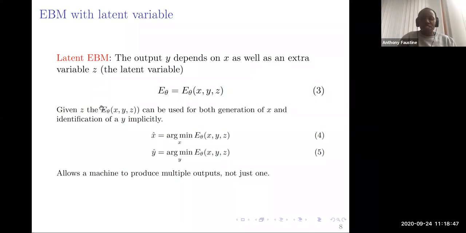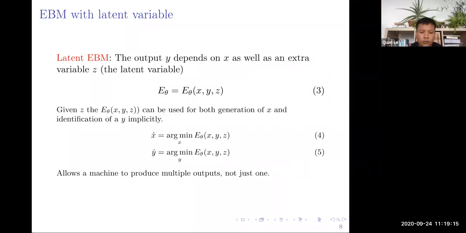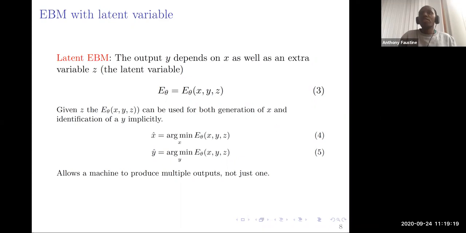For example, once you have the energy function, you could learn how to generate X given Z, or predict Y given Z, implicitly by just minimizing the energy function with respect to X or with respect to Y given Z. And this allows a machine to produce multiple outputs, not just one. For example, if you're doing machine translation from German to English, for one given German sentence there might be several English sentences with the same meaning. With an energy-based model, you can let the model give several prediction outputs of this English translation, and then you could choose which one gives you a better meaning compared to the others. And this allows you to encode multiple predictions from the model.